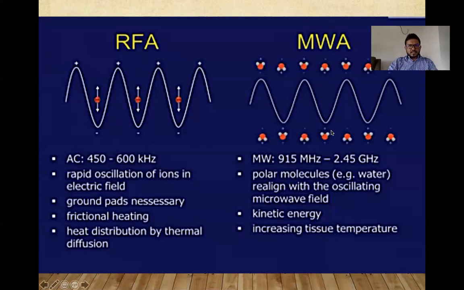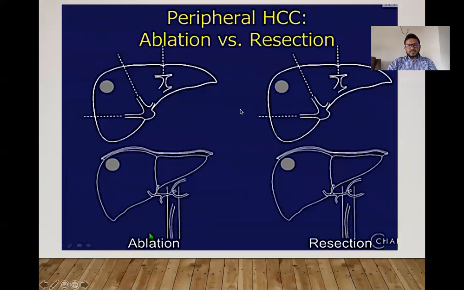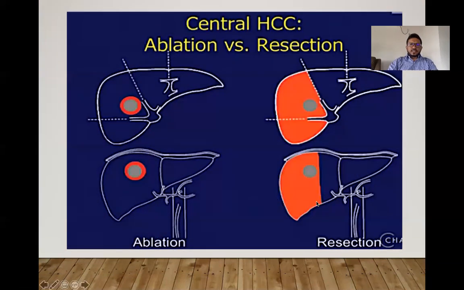When it comes to peripheral HCC, ablation versus resection is almost the same, because in peripheral resection you can do a non-anatomical resection, so the volume of liver tissue loss would be almost equal to ablation. But with central lesions, you just take out the lesion plus 1 centimeter with ablation, whereas a resection would be at least a segmentectomy or lobectomy. So you are saving a lot of liver tissue, which matters in cirrhosis, where the liver always has compromised function.